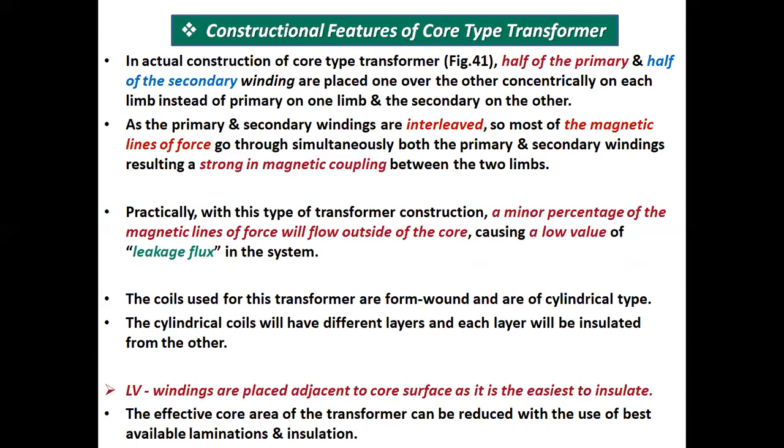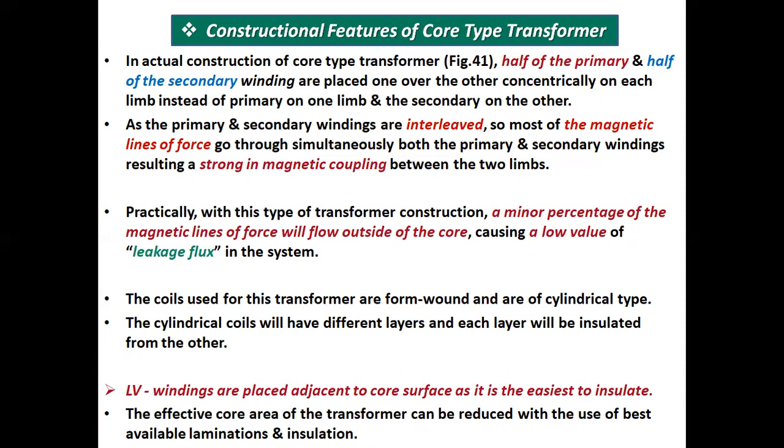Constructional features of core type transformer. In actual construction of the core type transformer, in figure 41, half of the primary and half of the secondary winding are placed one over the other concentrically on each limb, instead of primary on one limb and the secondary on the other. As the primary and secondary windings are interleaved, most of the magnetic lines of force go through both the primary and secondary windings simultaneously, resulting in a strong magnetic coupling between the two limbs.